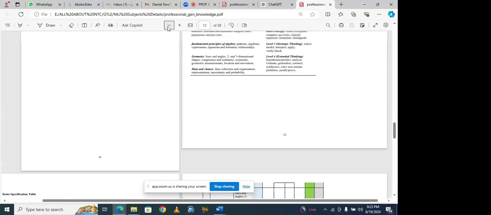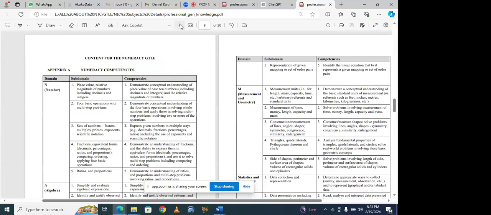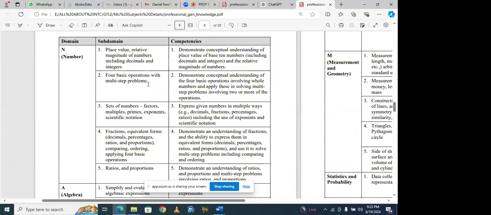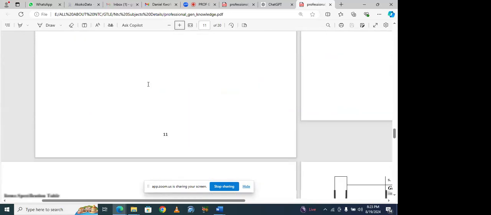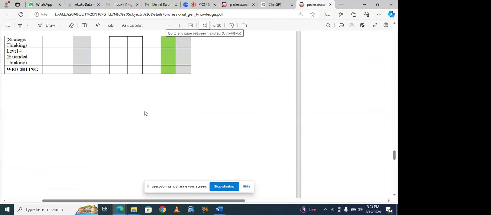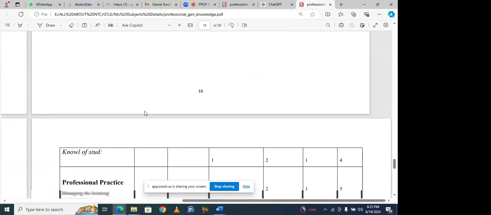Look at the exam areas or the content areas for numeracy. I believe you can all see my screen. Yes. All right. So we're going through the topics first. Then we would come to looking at what to expect in the exam.